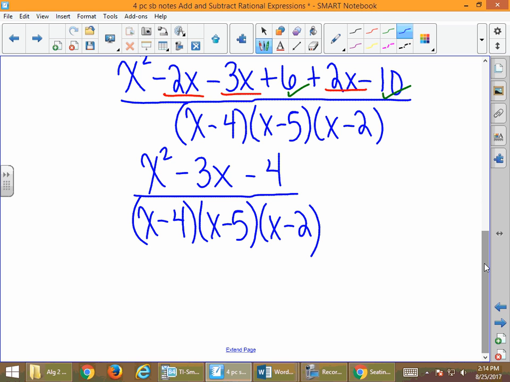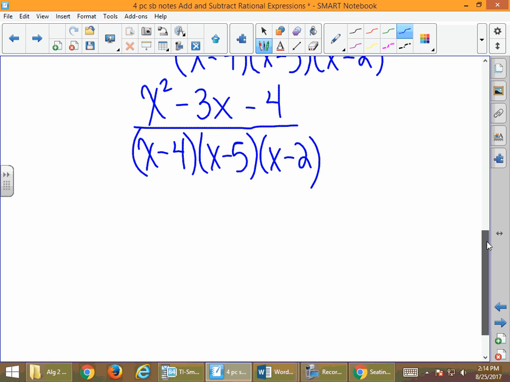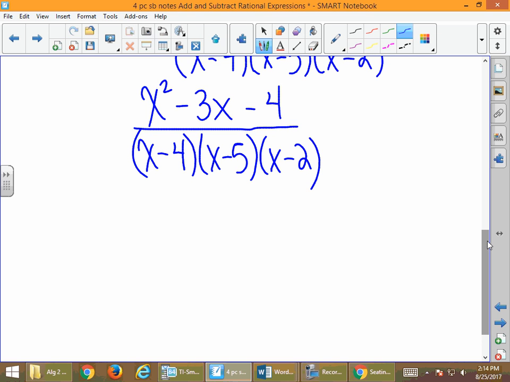And we take a look at that, and we think, are we done? What do we still have to do? We got to factor the top. It might work out and it might not work out, but let's try it here. So once again, like I said, I was afraid that there wouldn't be enough space. I'm going to try to squeeze it in over here. I'm going to write it. X squared minus 3x minus 4.